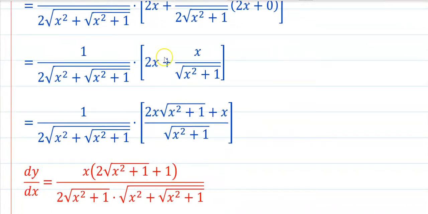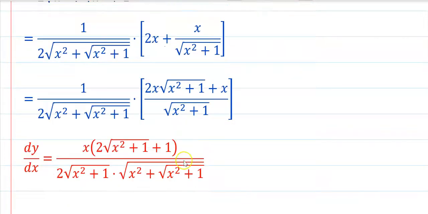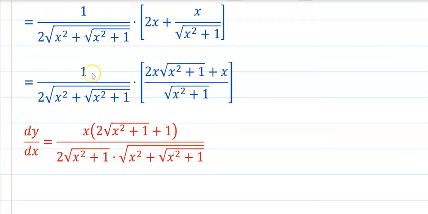Okay. Now next simplification. Root of x square plus 1 into 2x, that is 2x root of x square plus 1, plus x upon root of x square plus 1. Again see this here, 1 into 2x into root of x square plus 1 plus x. Keep it as it is. Okay.